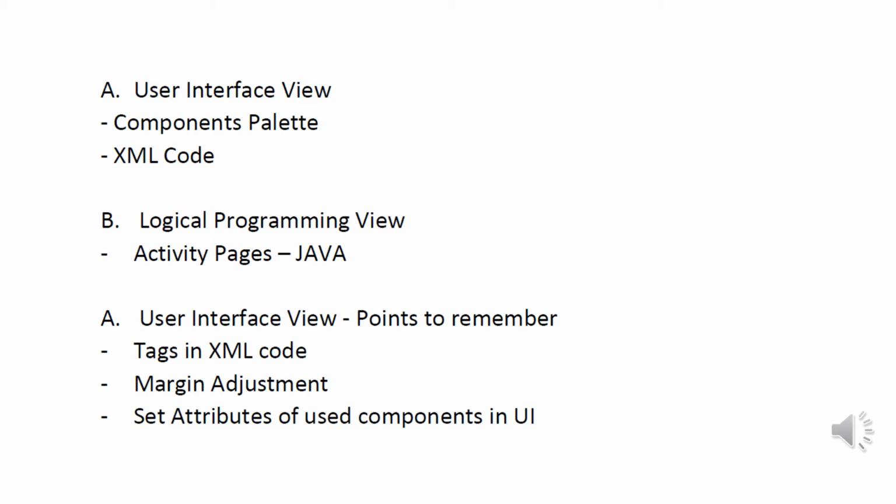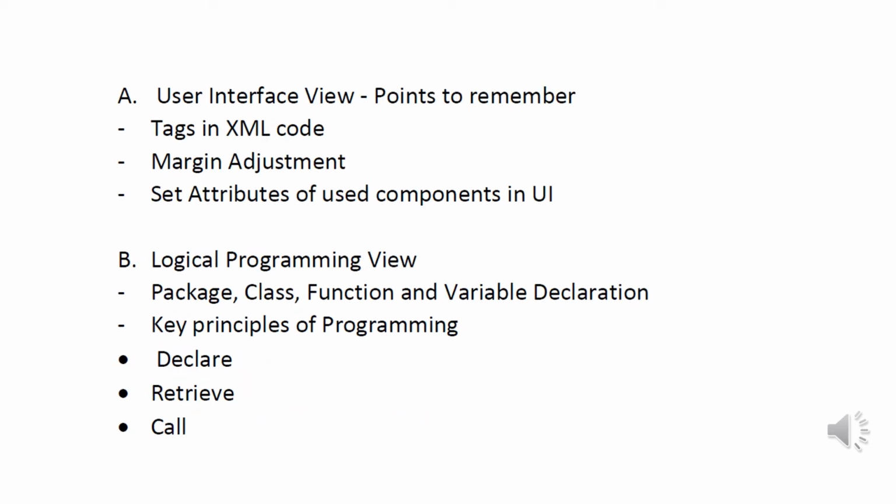Second thing is adjust margins of the selected components. Third point is to set the attributes of used components in user interface. That is a very important attribute in your Android application. So just try to go through my notes again, where I have mentioned the first point as declare, next point as retrieve, third is call, fourth one is convert, and last one is deliver. Those are key principles of programming which are applicable in all programming languages.